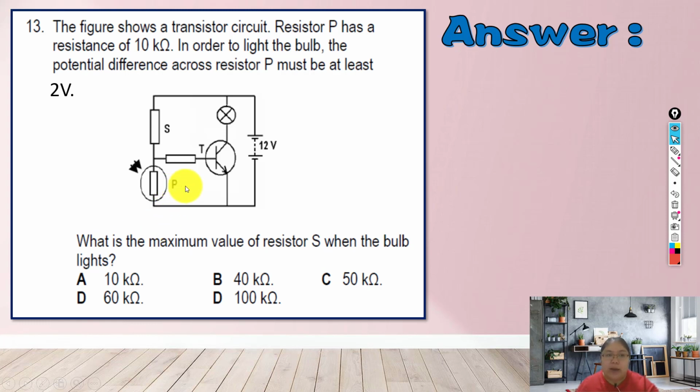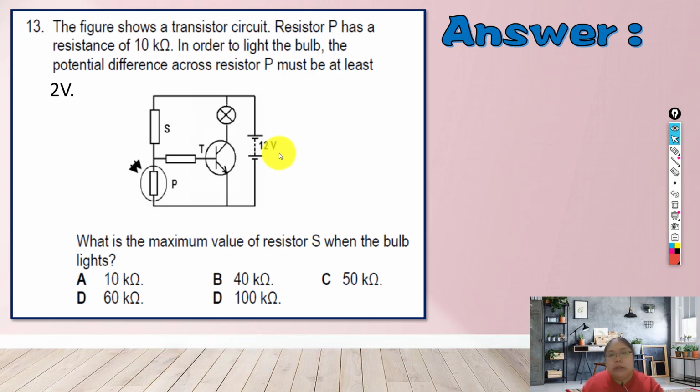So at least P, I know, is 2 volt. Then S should be how many volt? The S must be minus, so S becomes 10 volt. But the question never asks about the potential difference; they want to ask about the resistor. So we need to use the voltage divider to do the calculation. The question wants us to find R1, so we just apply the equation.